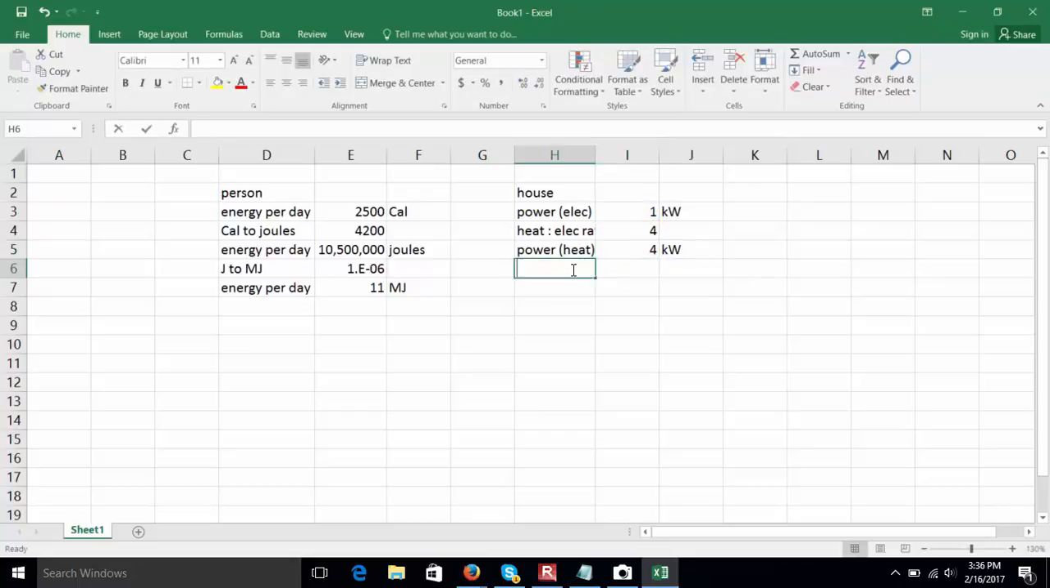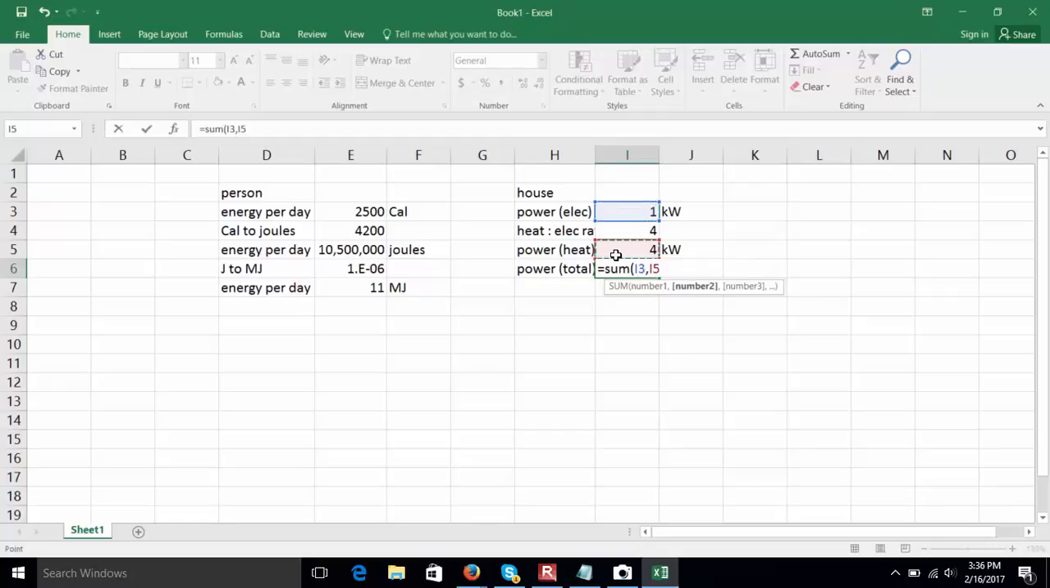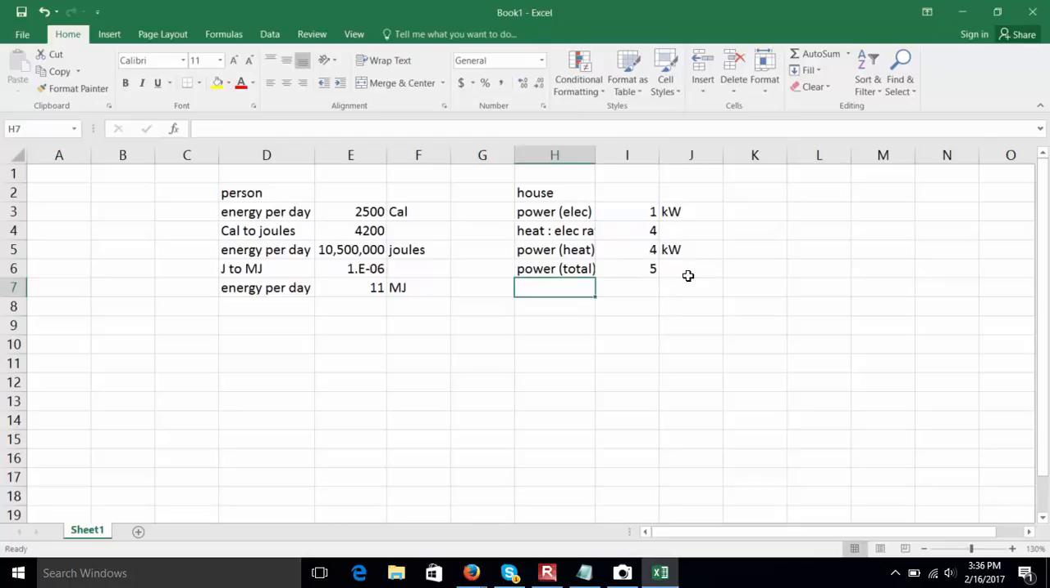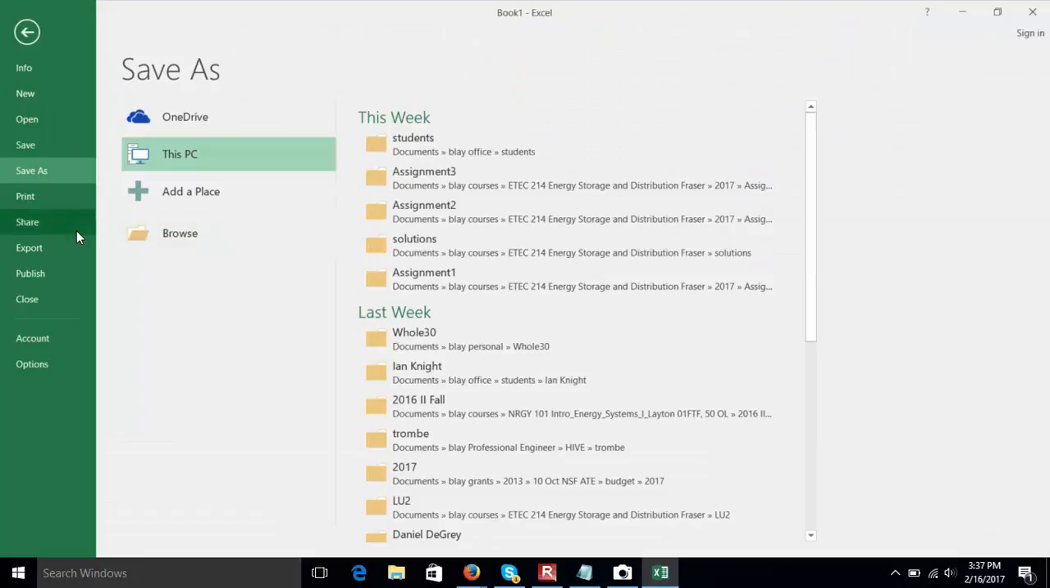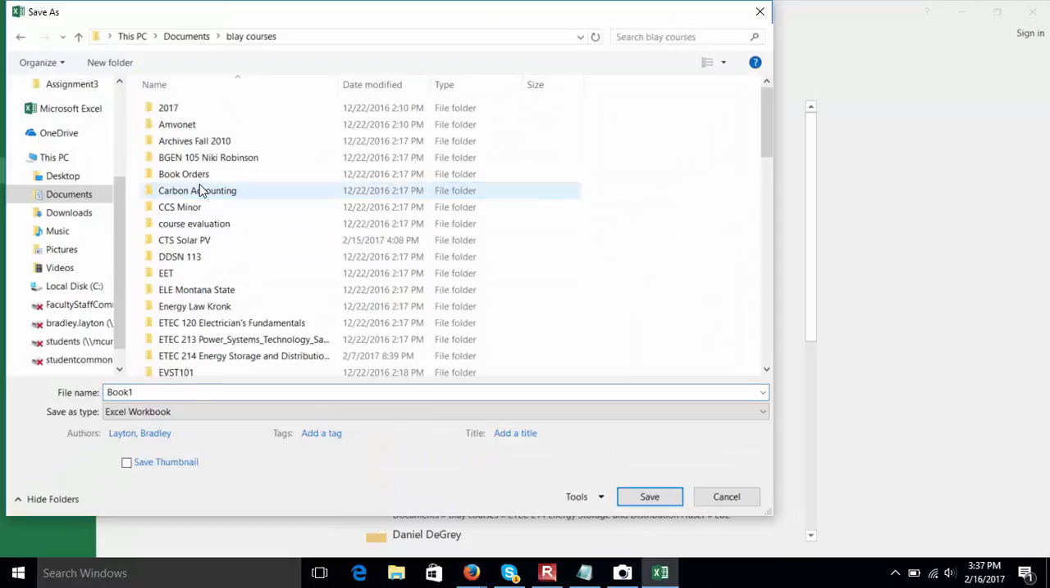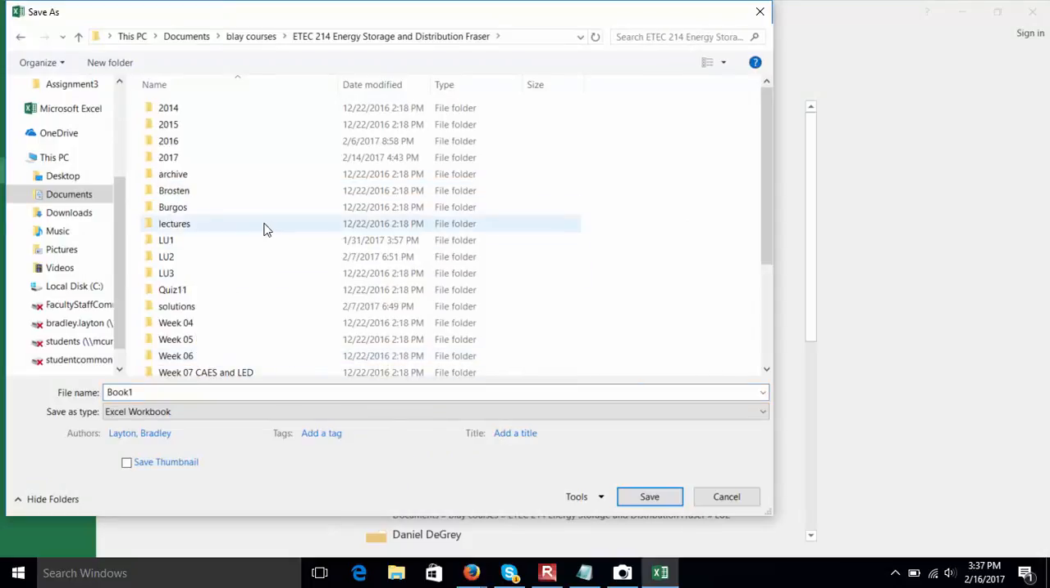And then we're going to do power total, which equals the sum of the electric and the heat. This is also going to be in kilowatts. Let's save this. Save as, browse, courses, ETC 214, and we'll just call this human home power. Save.